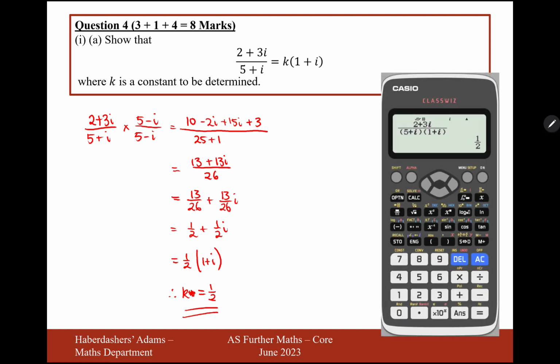And we can also check this on our calculator as well. If we go into the calculator mode, we can do 2 plus 3i divided by, if we were to divide 1 plus i to the other side, then we get a half, which is exactly what we were expecting to get. So we've checked it on our calculator as well.